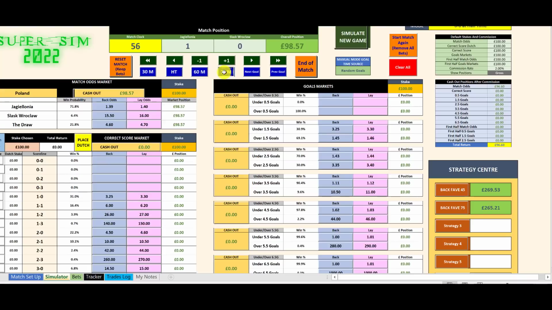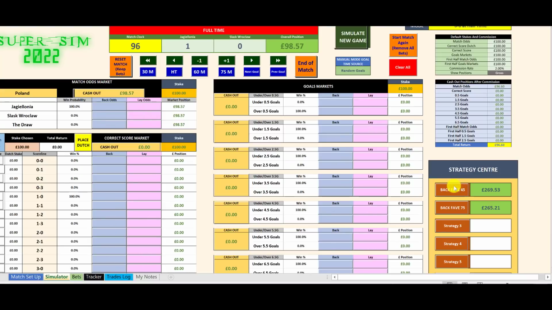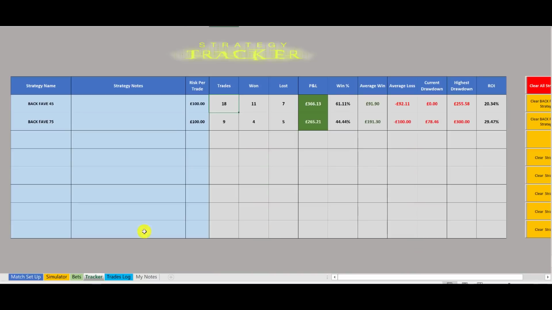Then we can click on 75 minutes just to see if there would be an opportunity for the back the favorite 75 if it's a draw. And no, so we just click on end the match, and then we're going to add that profit to our back the favorite 45 strategy and really start to test this. We can start to test this over the longer run, okay? You can get a lot more examples, a lot more data samples in your strategy. So let's have a quick look at the tracker. Obviously that's improved it. We're on to 18 trades on back the favorite 45.